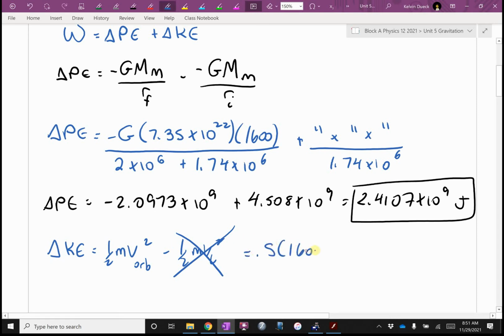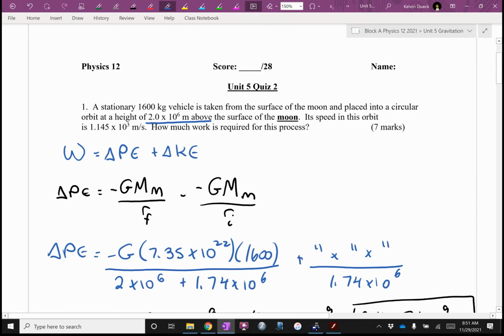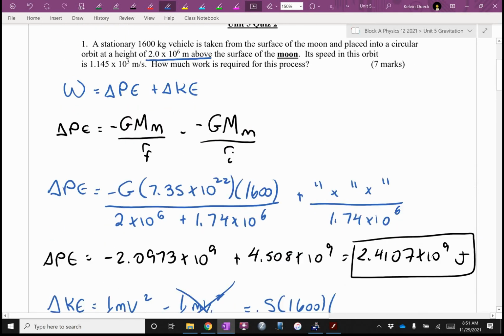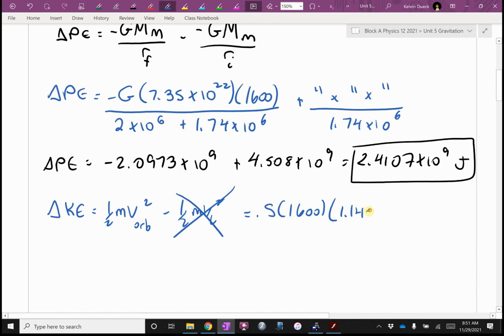0.5 times 1600 times 1.145 times 10 to the third. Don't forget the squared.